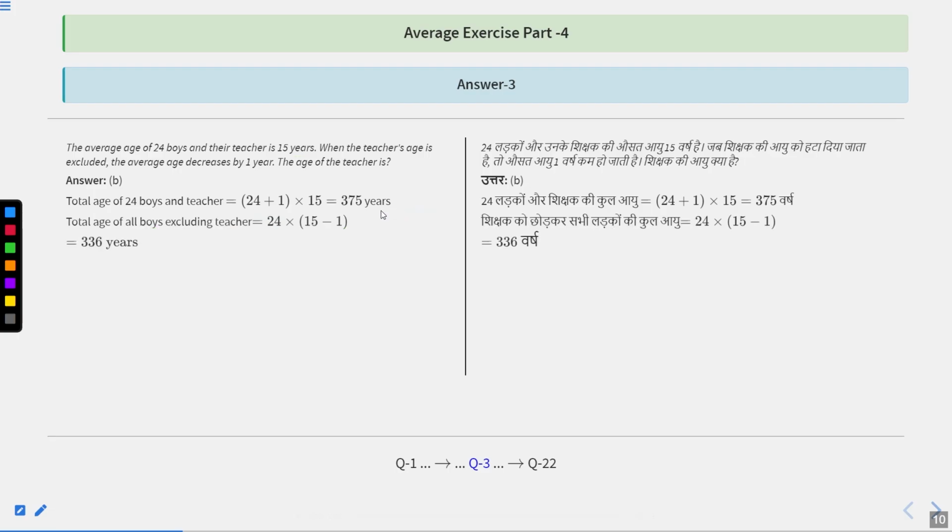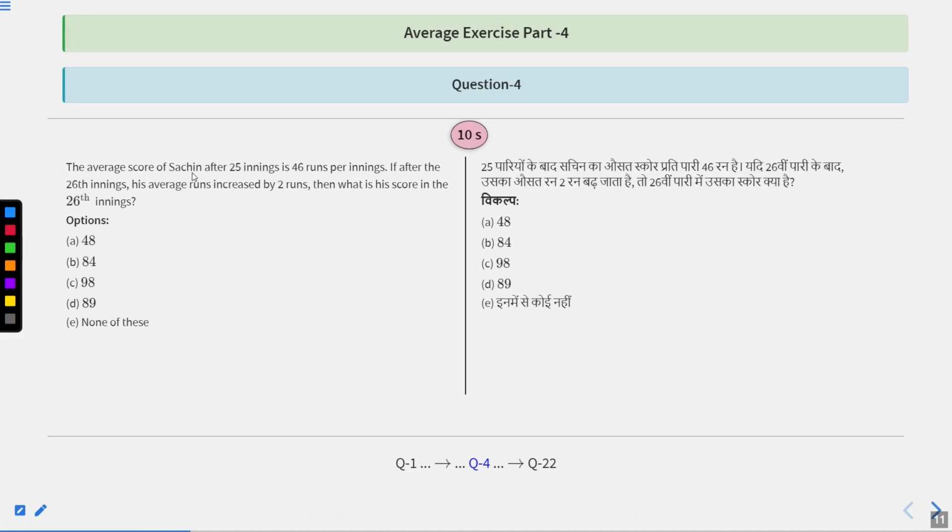Now the total age of all the boys excluding the teacher is also given. Clear? Because the question says that when the teacher's age is excluded, the average age decreases by 1, the average becomes 14. So 24 into 14 is equal to 336. So what will be the age of the teacher? We subtract, and we get the age of the teacher, which is 39 years. B is the correct answer. Next one.